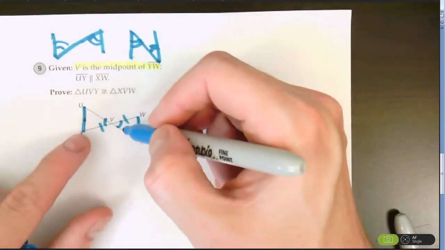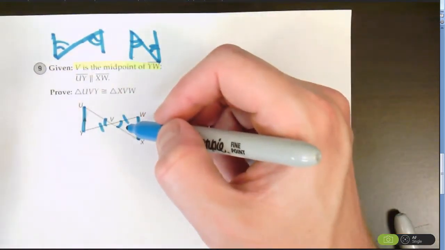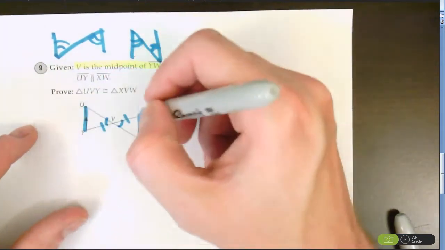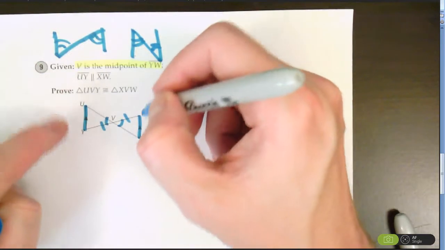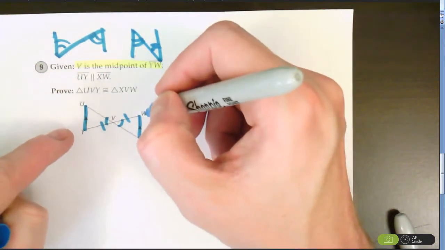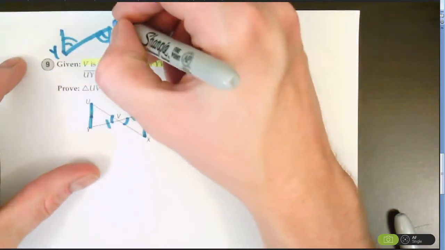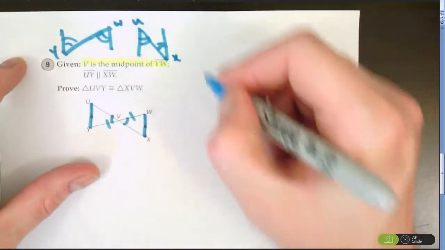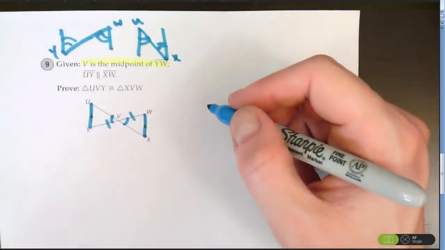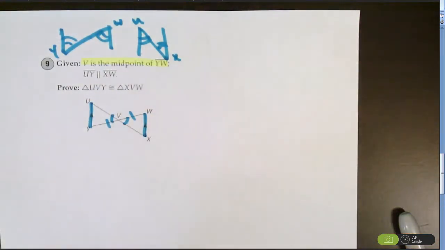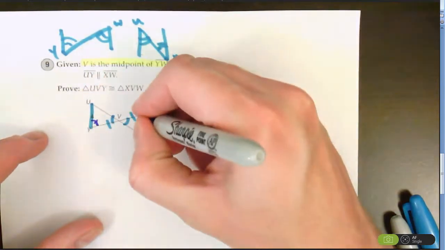And I could have completely avoided the vertical angles as well, and just worked with the two pairs of alternate interior angles that are going to be congruent: Y and W, and U and X. So here, this is Y, this is W, here's U, here's X. So I could have gone a couple different ways with this. Depending upon which way you go, you have a whole mess of ways to prove this. So I'm just going to label all of these here.